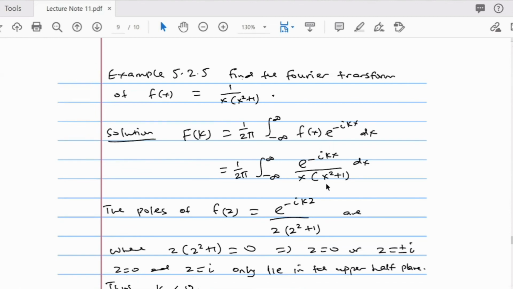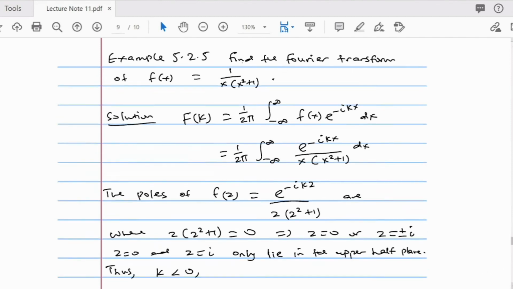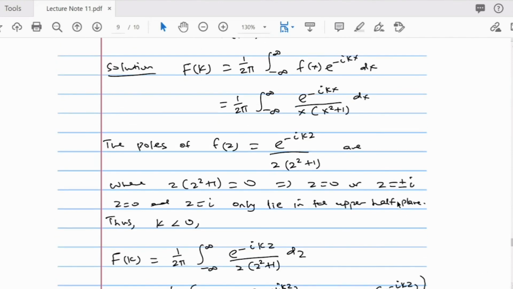Then get the singular points of this function. The singular point is where the denominator is equal to 0. So where x squared times x squared plus 1 is 0. You can turn your x to z, it is the same. So get z equals 0, z equals plus or minus i. z equals minus i will be below, while z equals 0 and z equals i will be in the upper half plane. So we're going to compute the residue at z equals 0 and at z equals i, not at z equals minus i.